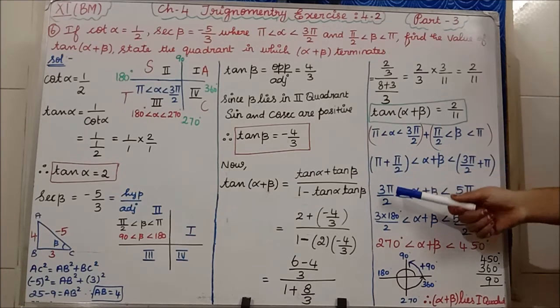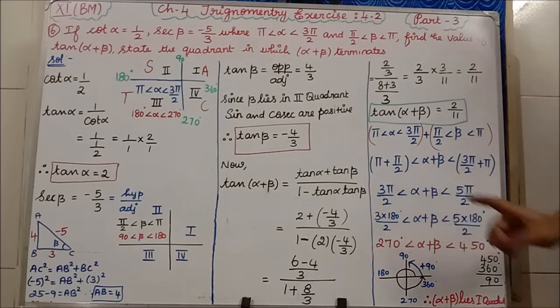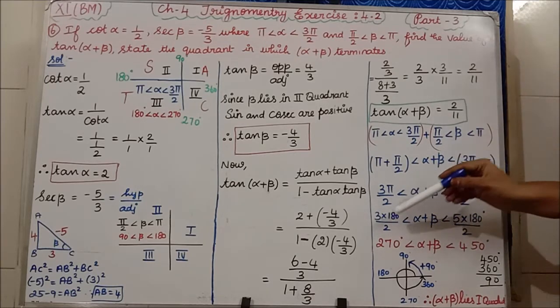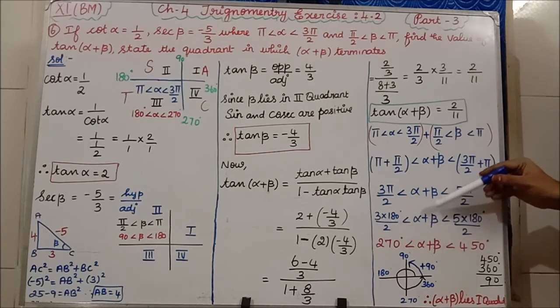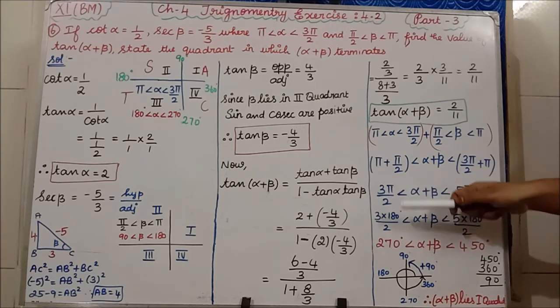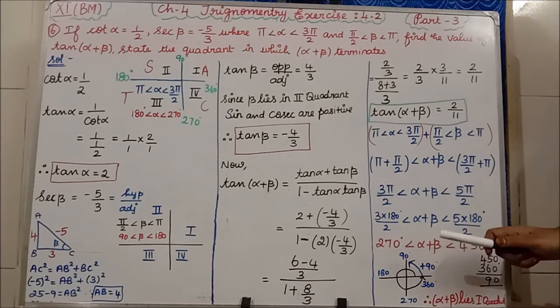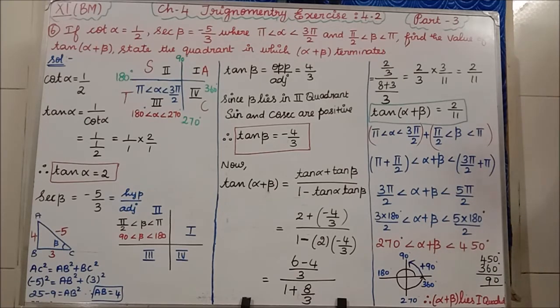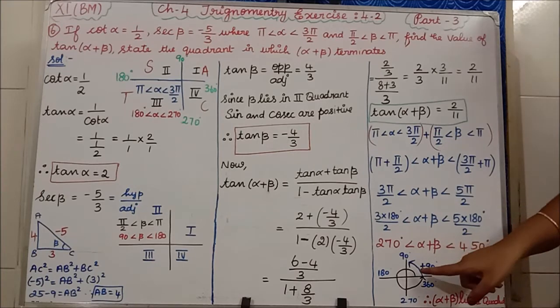Okay, so 3 pi by 2 means what? Pi means you all know 180 degree. So 3 into 180 divided by 2 less than alpha plus beta less than 5 into 180 degree by 2. So if you simplify, we are getting 270 degree on this side less than alpha plus beta less than, on this side, we are getting 450 degree. Clear? So the alpha plus beta value ranges from 270 degree to 450 degree. Okay, you all know from here.